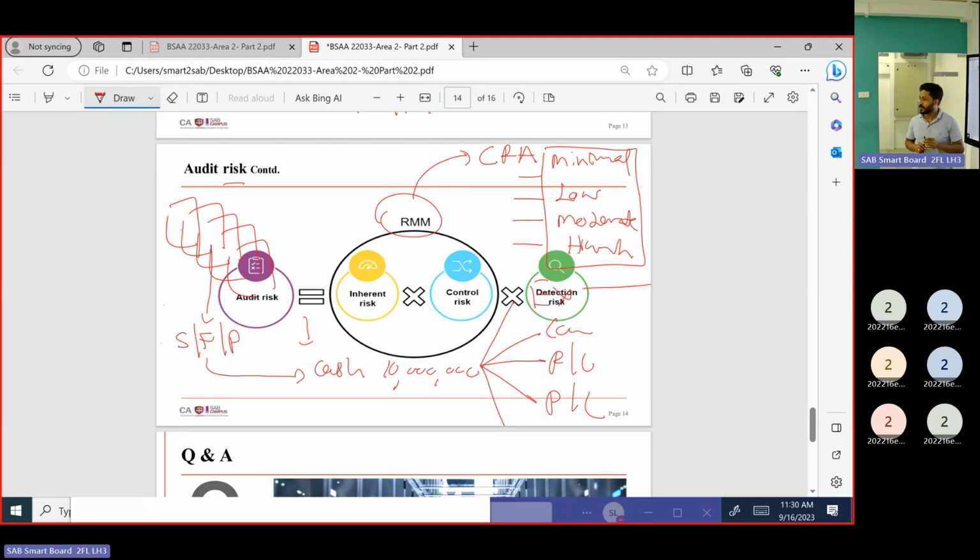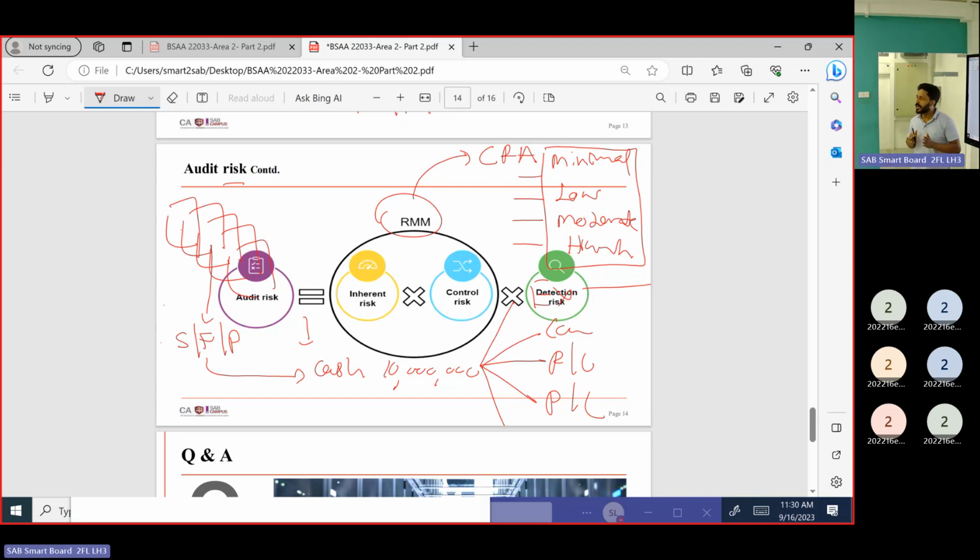Our risk assessment should be done to the assertion level. That means inherent risk of existence of cash, control risk of existence of cash, and the combination is the combined risk of existence of cash. Accordingly, we are deciding the procedure.